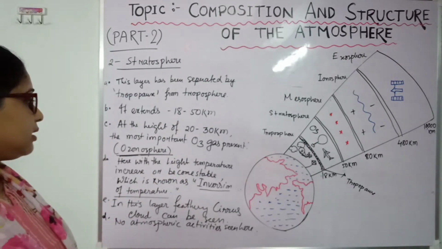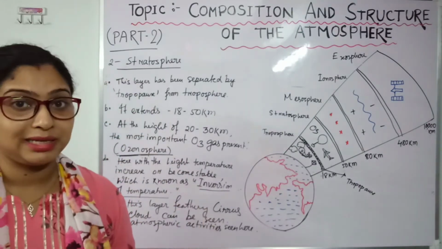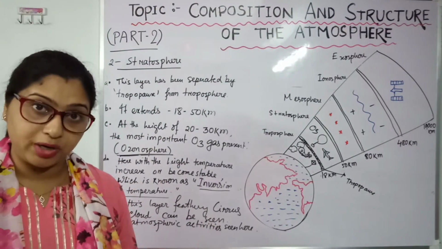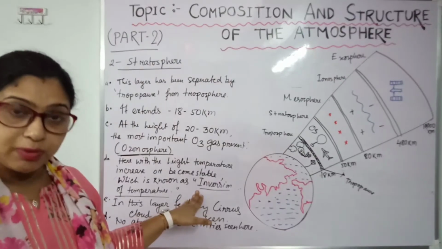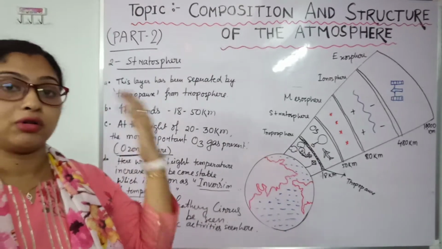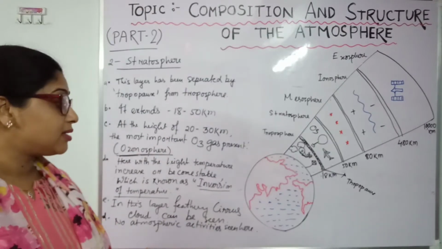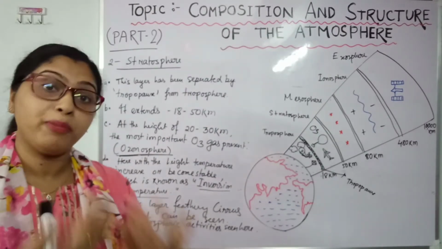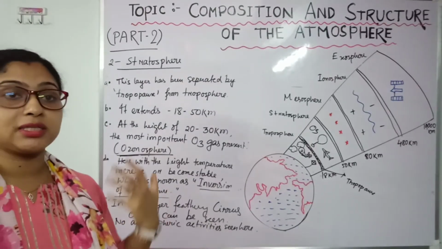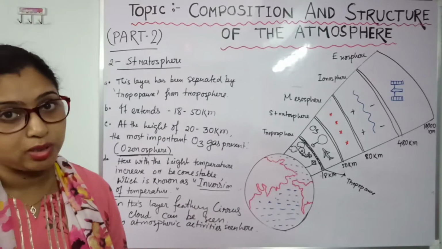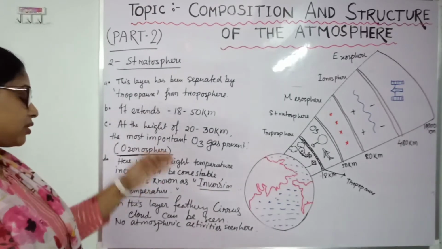Next point: we have seen that in the troposphere, temperature decreases with height, which is known as the lapse rate. But just the opposite here, in the stratosphere layer, with higher altitude the temperature increases, which is known as the inversion of temperature. And sometimes at a certain height the temperature can be stable. So this is another most important characteristic of the stratosphere.